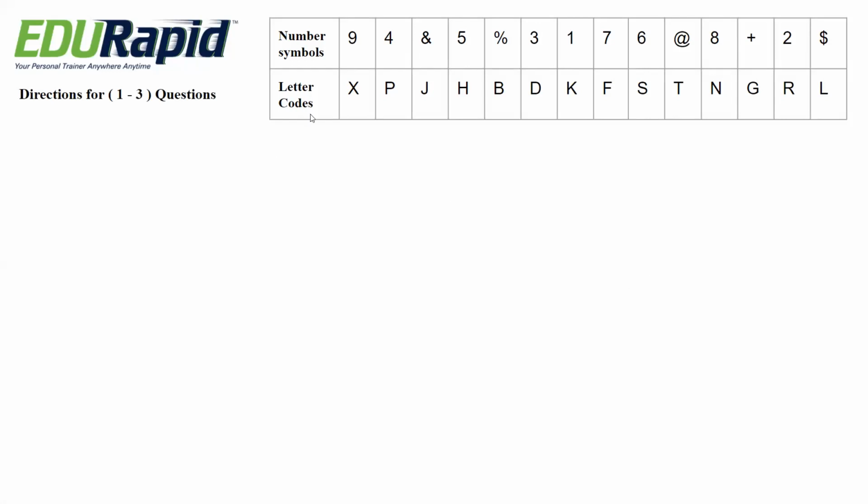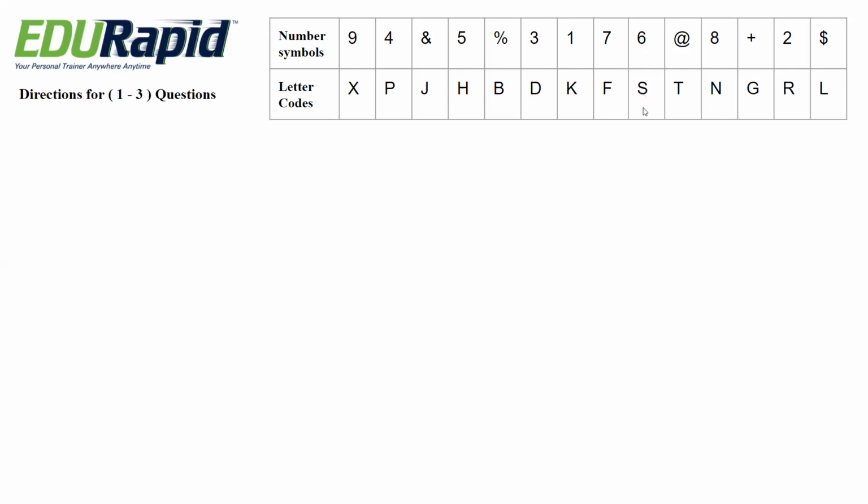Here there are 2 rows. One row is numbers and symbols and the other is letters, the code for each number and symbol. For 9, it is coded as X, and for 4, it is coded as P, and for the symbol and, it is coded as J, and for 5, it is coded as H, and for percentage, it is coded as B. For 3, it is coded as D. For 1, it is coded as K. For 7, it is coded as F.